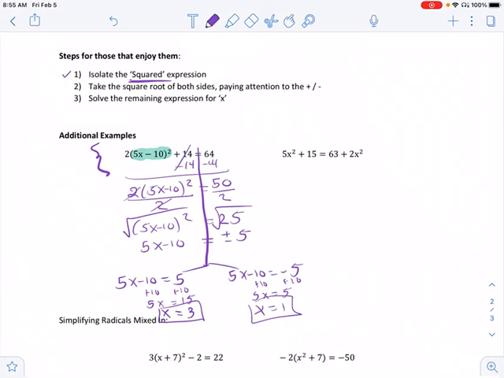Here I am on my second problem, and I need to isolate the squared expression. I have two different squared expressions here. Similar to isolating x before, I'm going to try to get all of these on one side first. So I'm going to start by subtracting 2x squared from both sides.